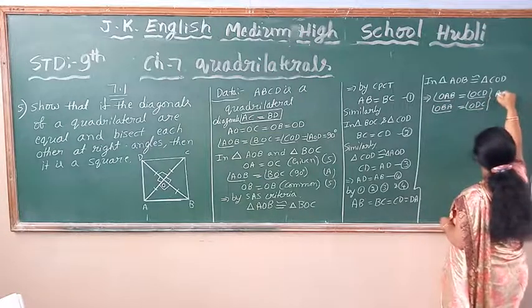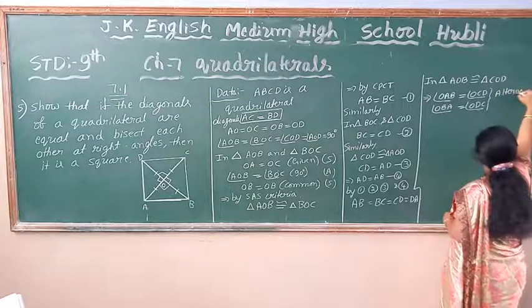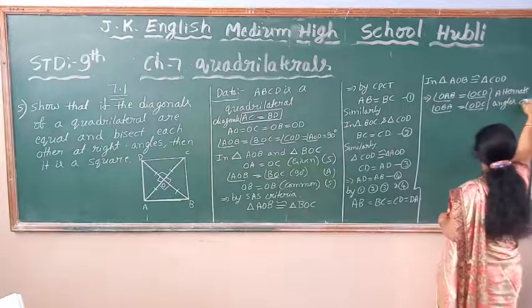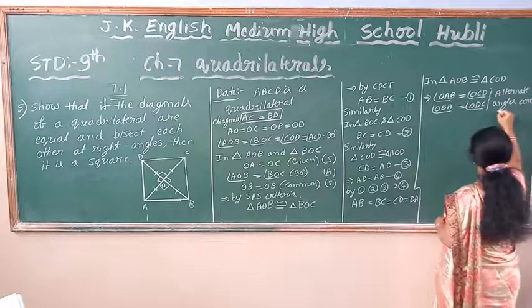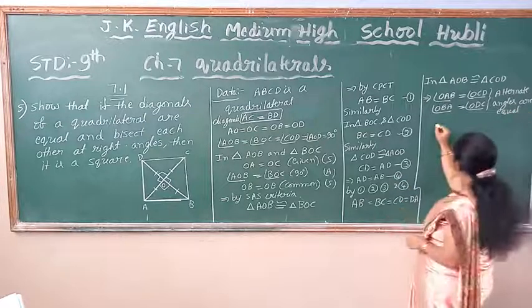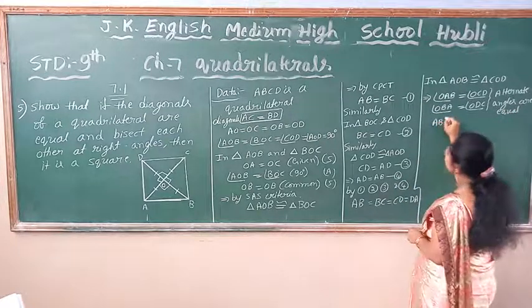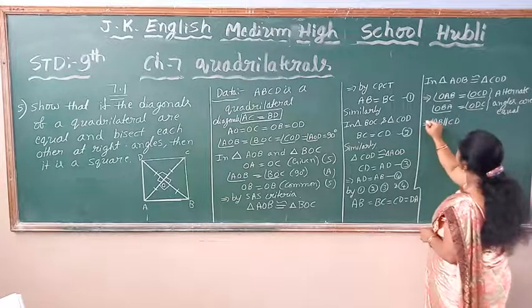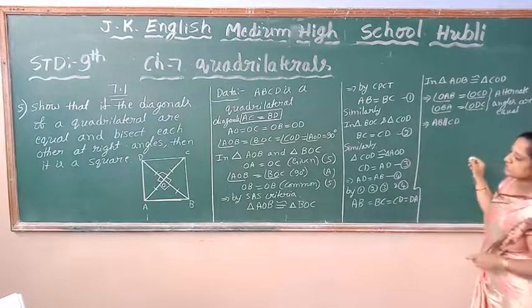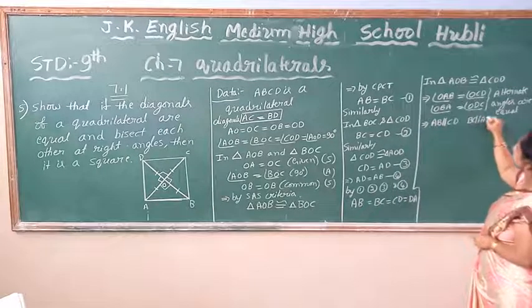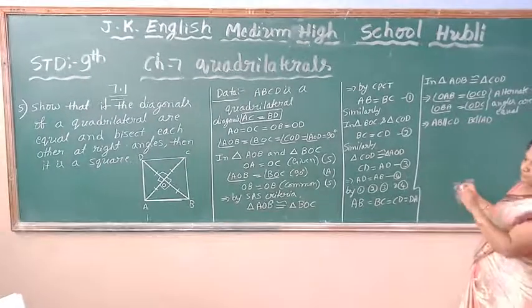Alternate angles are equal. Alternate angles are equal. Okay, alternate means what we proved now is opposite sides are parallel. AB is parallel to CD, and it implies BC is parallel to AD, children. Okay, so now we prove like this way.